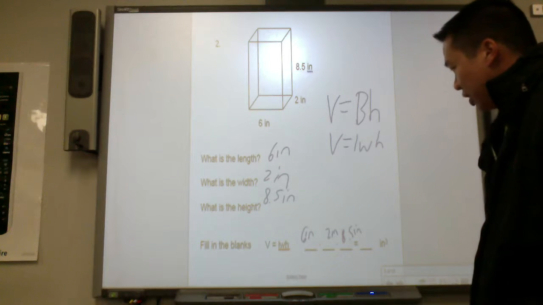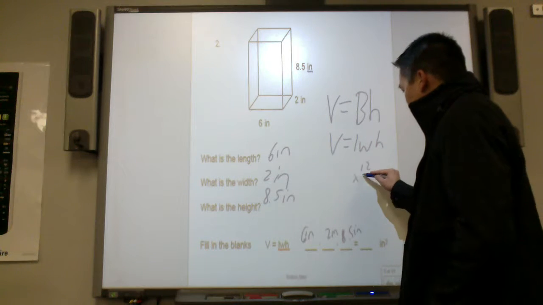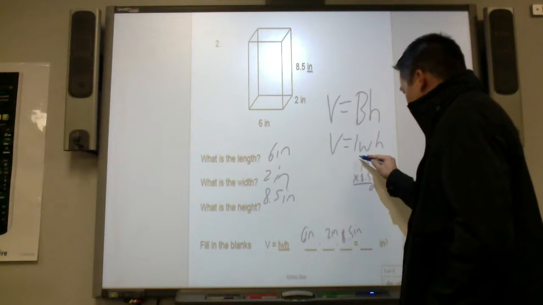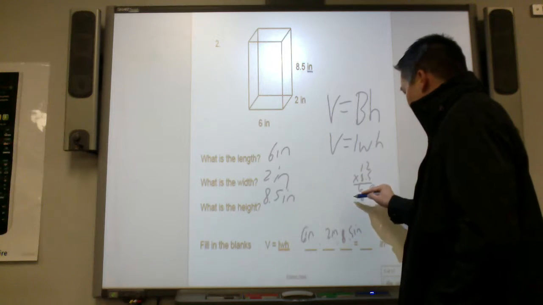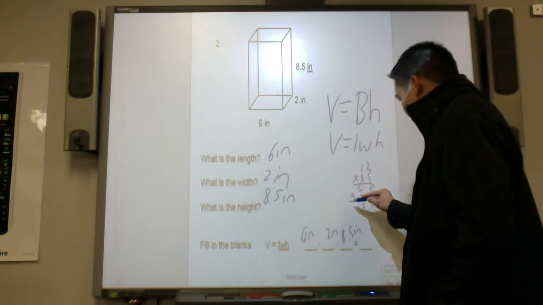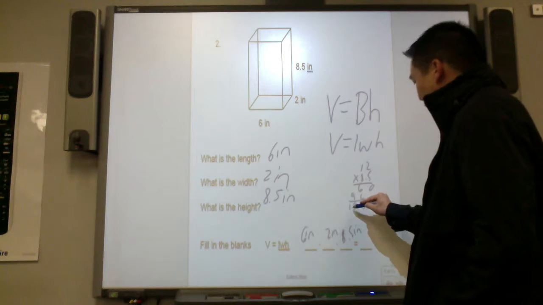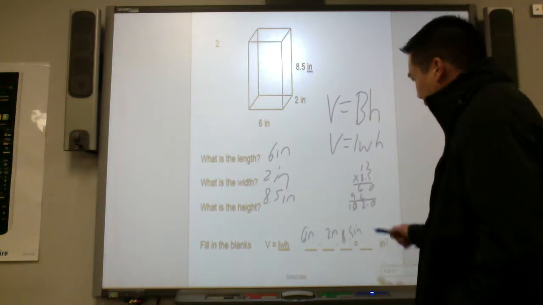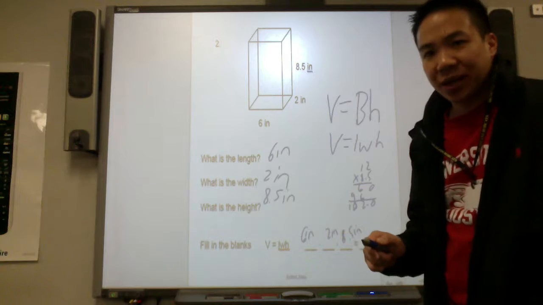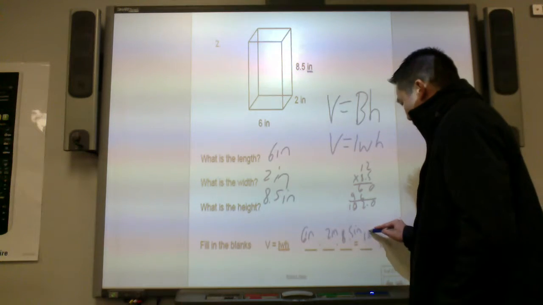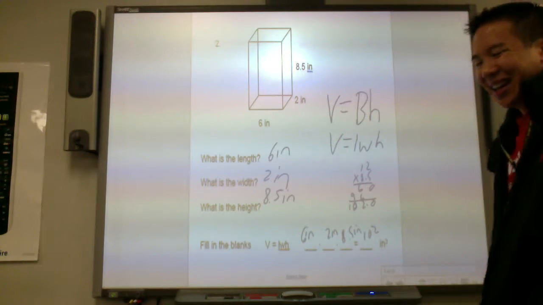6 times 2 is 12. 12 times 8 and a half. 10, carry the 1, is 6. 16, carry the 1, 9, 0, 12. Don't forget the decimal point. I've noticed a lot of kids forget the decimal point. It's the tenths place, so your decimal point goes into the tenths place. So it's 102 cubic inches.